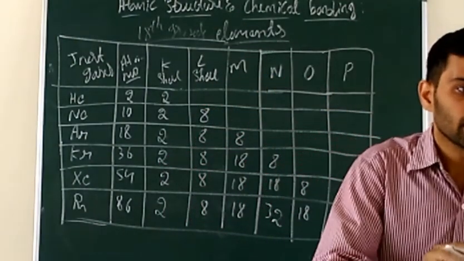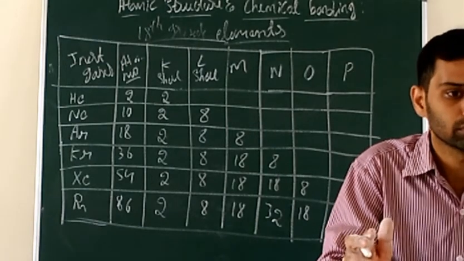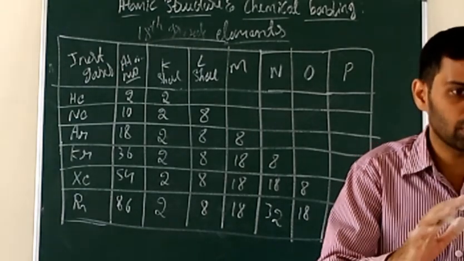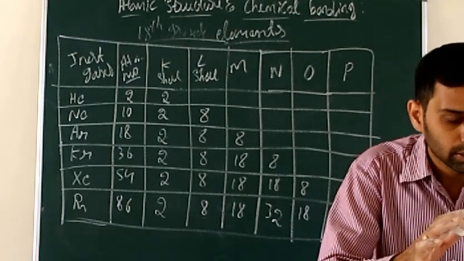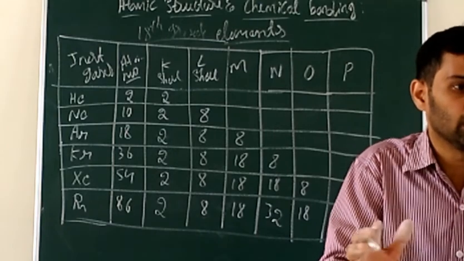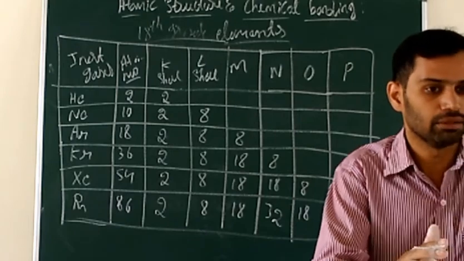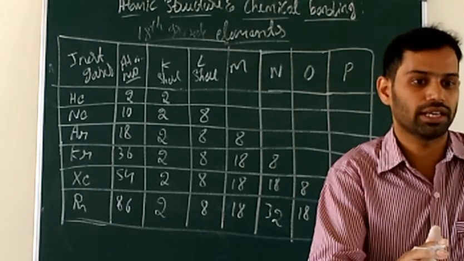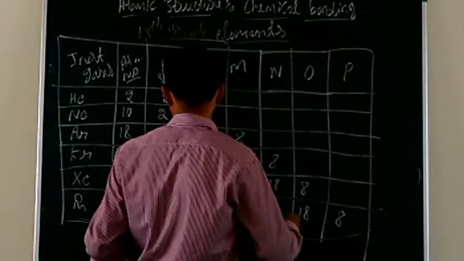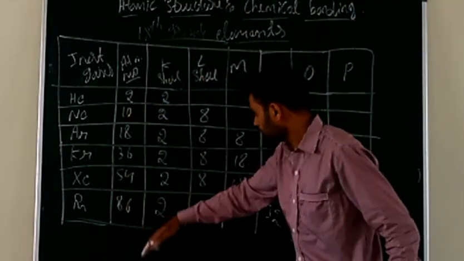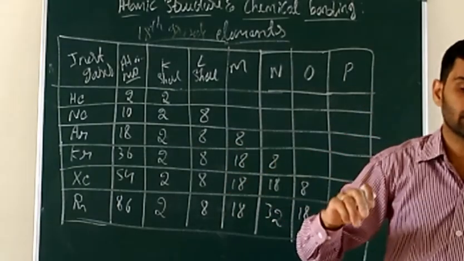Their outermost shells are completely filled. Because of that reason, they do not involve in any chemical reaction. They will not react with any other elements, and with themselves also they will not react. Clear? What about helium? These elements, except helium, have 8 electrons in their outermost shell.